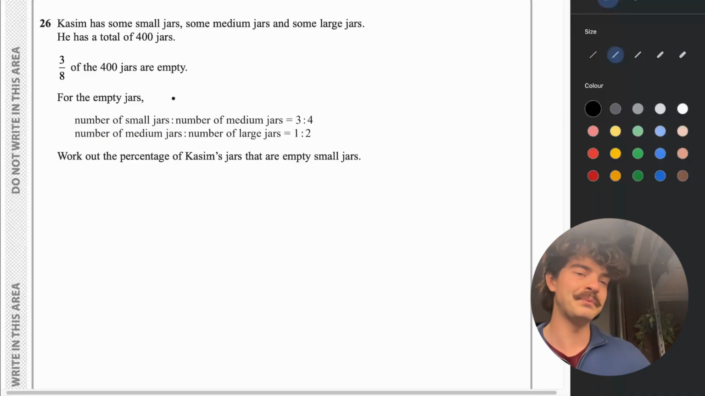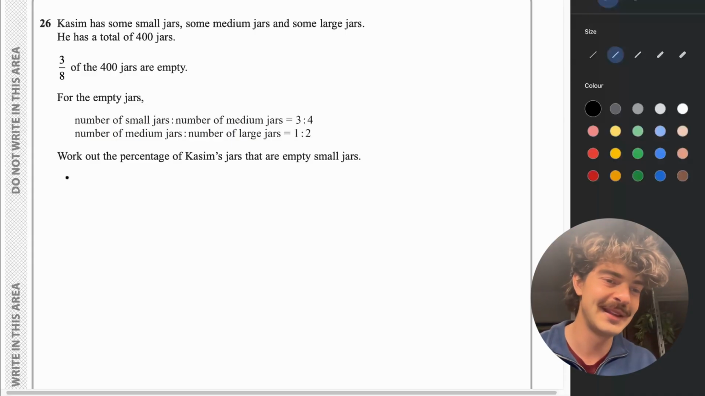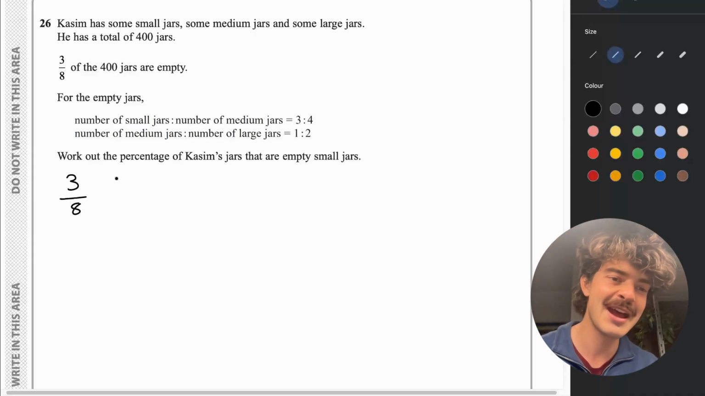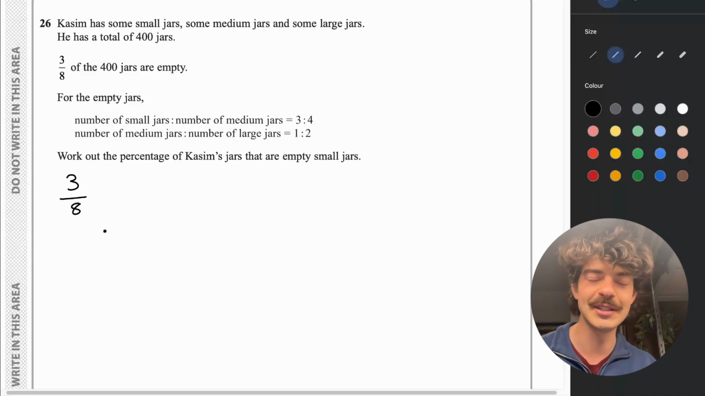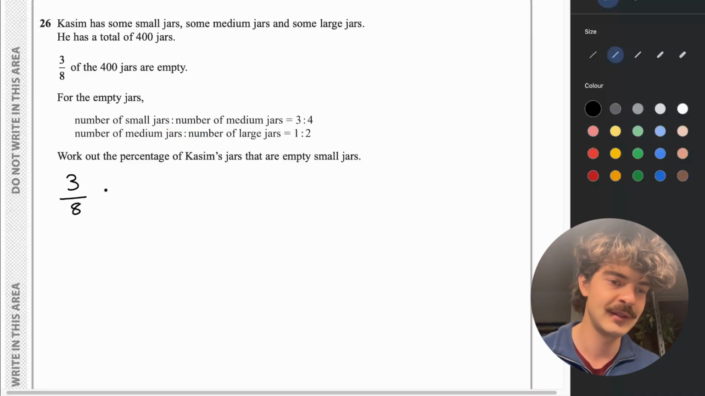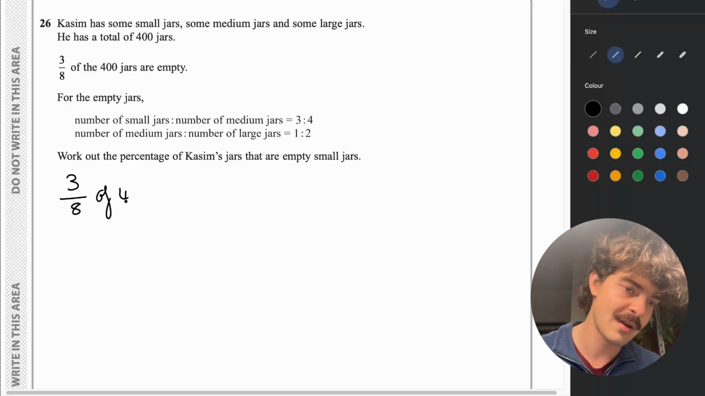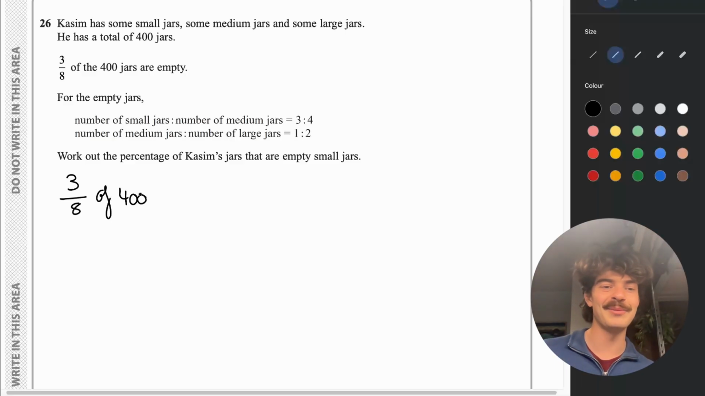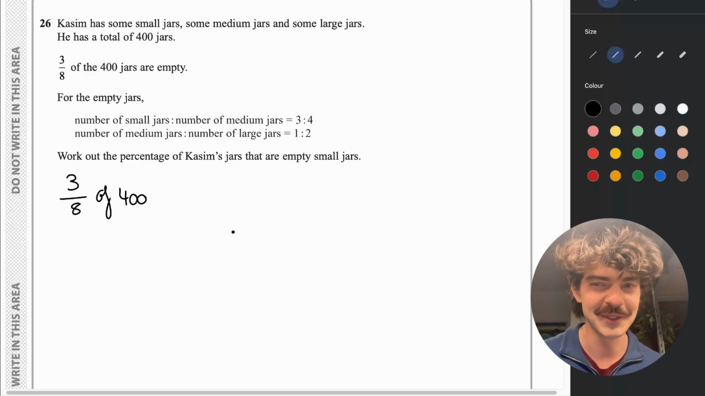Okay, cool. So, if 3/8 of 400 are empty, the way that I'd suggest we do this is work out how many times 8 goes into 400, and then we can multiply that value by 3 of 400. This would be great if it was on a calculator paper, but not quite as nice here. This is quite a hard calculation. Maybe you'd spot it quite quickly, maybe not.